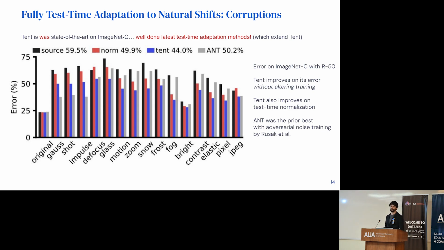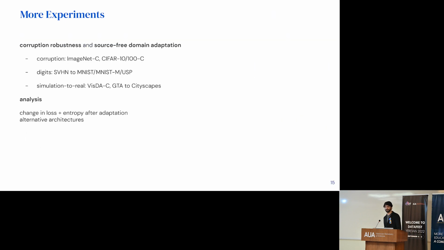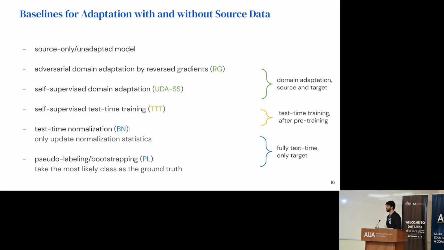I showed you corruptions, but there are other kinds of shifts. We can look at these digits. We can look at training on simulated data, because we can make a lot of simulated data, maybe more than we can collect real data, and do some analysis of what these updates are doing and how it works on other kinds of models.